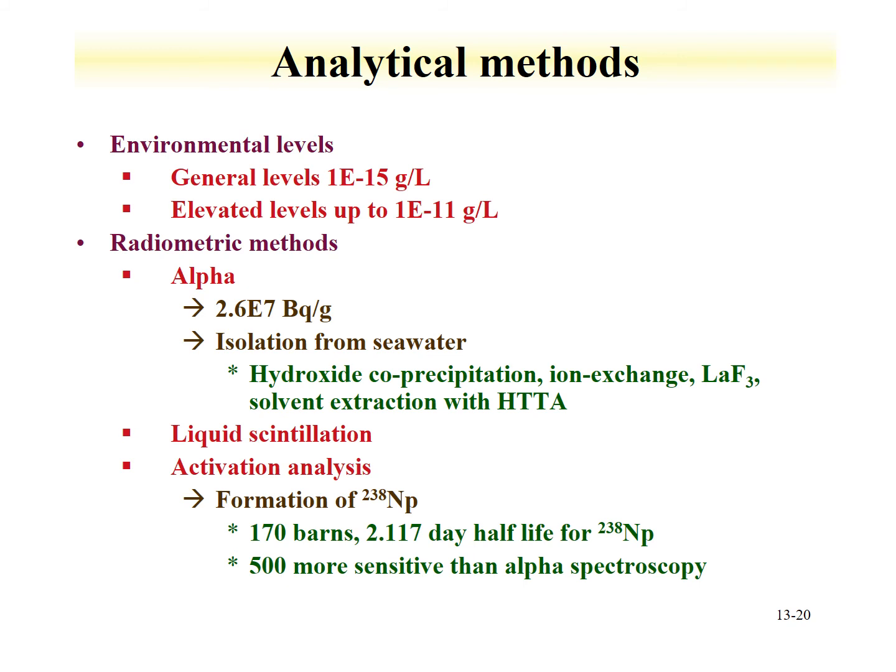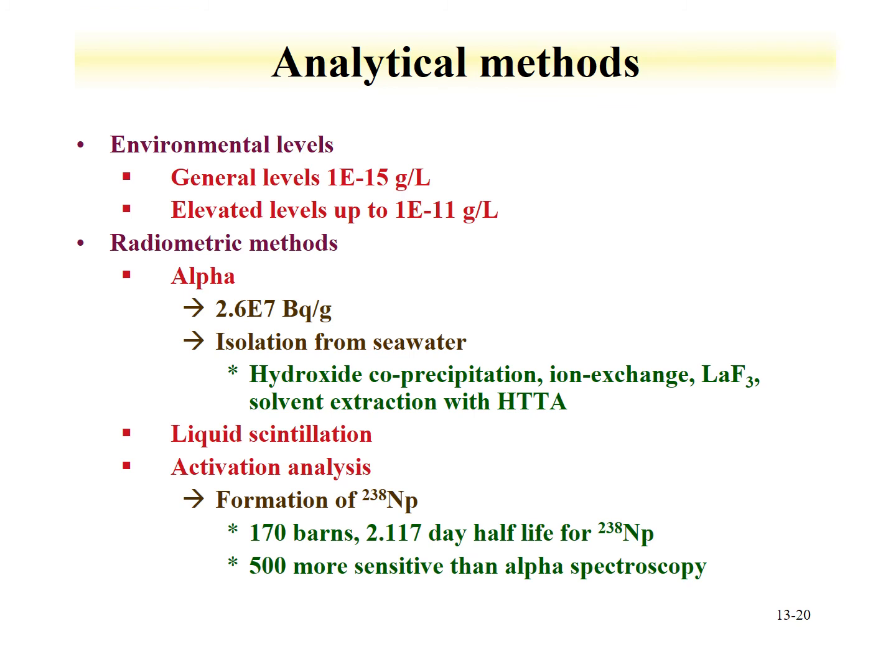Finally, there are some analytical methods that can be used for determining neptunium. The most common you would expect would be radiometric methods. For the alpha, there's 2 times 10 to the 7th becquerel per gram. So this allows a way to detect the neptunium. Isolation of neptunium from seawater can be performed. Usually the material is concentrated with co-precipitation, ion exchange, or solvent extraction. Liquid scintillation has also been used, obviously as an extension of alpha spectroscopy.